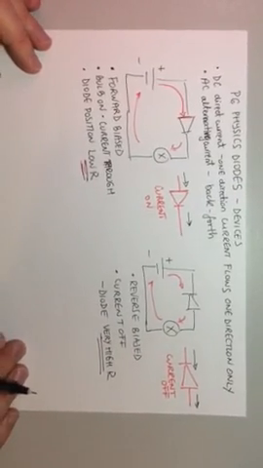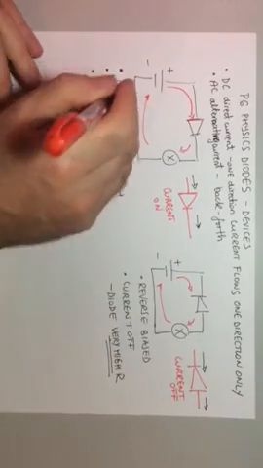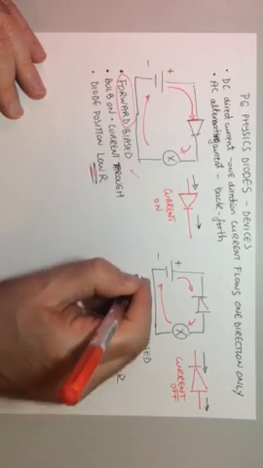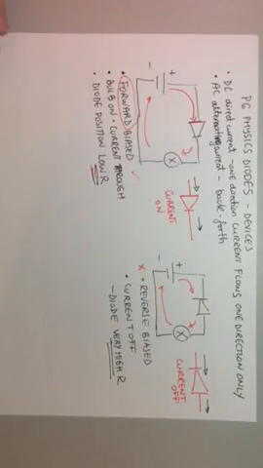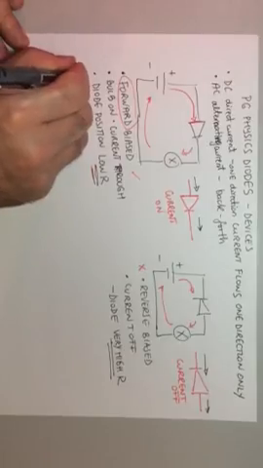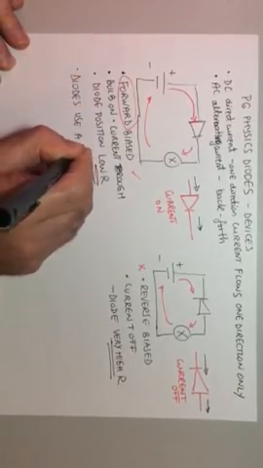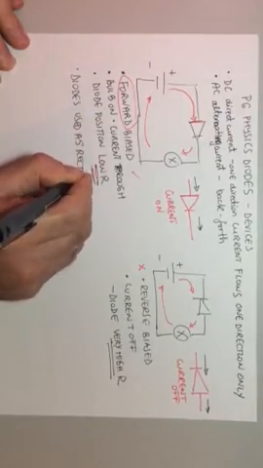The diode can be in a circuit, it can be in a forward bias position, or it can be in a reverse bias position. If it's in a forward bias position, everything is good. If it's in a reverse bias position, current doesn't go through. Now let's look. So these diodes are used as rectifiers. What is a rectifier?